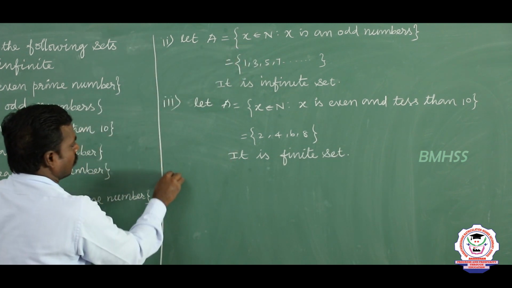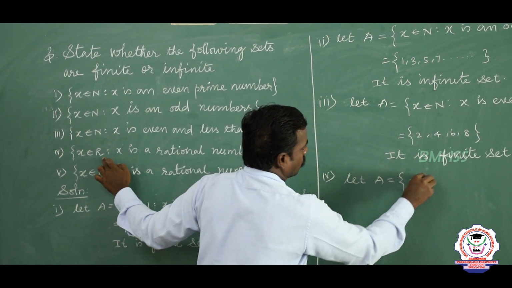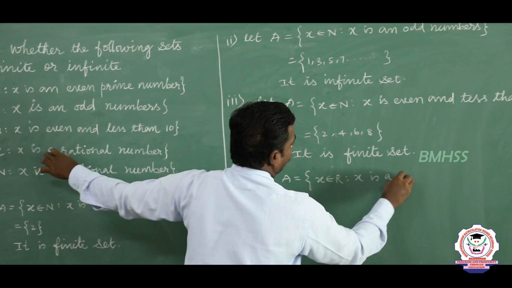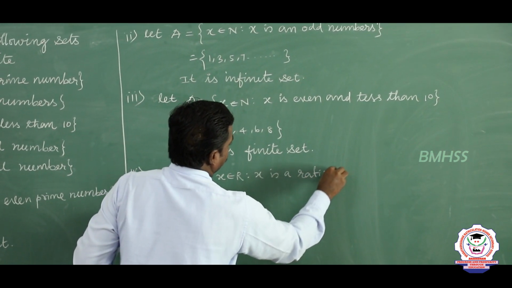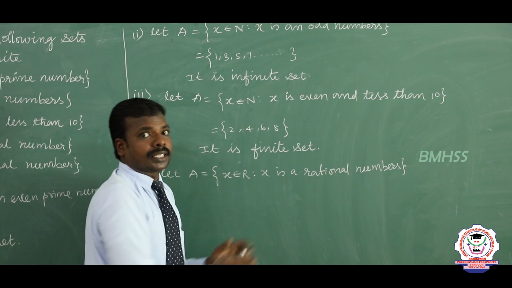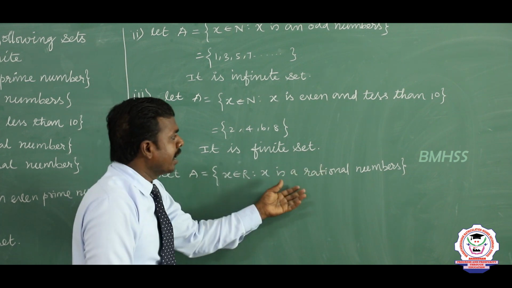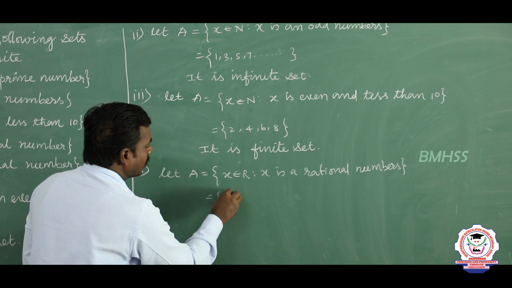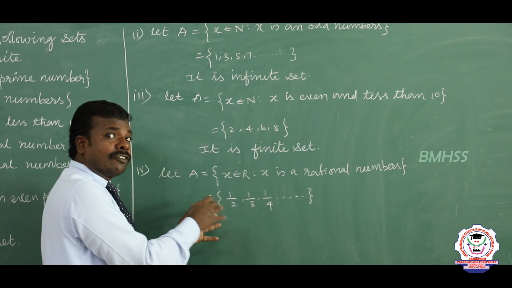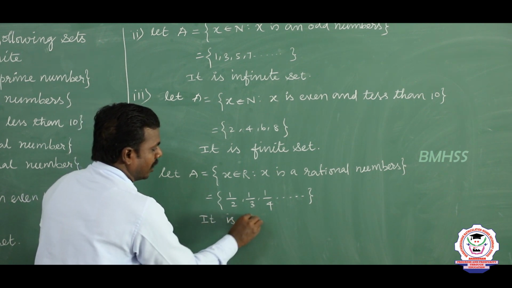Listen, in the fourth subdivision, what have they given? Let the given set be A, x belongs to R, real numbers, such that x is a rational number. There are uncountably many rational numbers, because they go 1 by 2, 1 by 3, 1 by 4, 1 by 5, 1 by 6, and it goes on. So it is an infinite set.